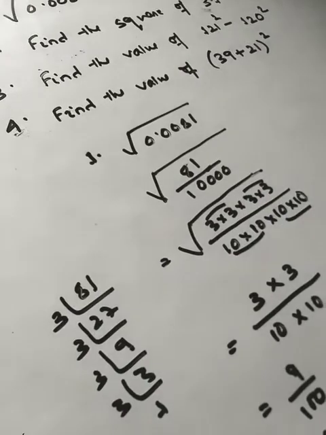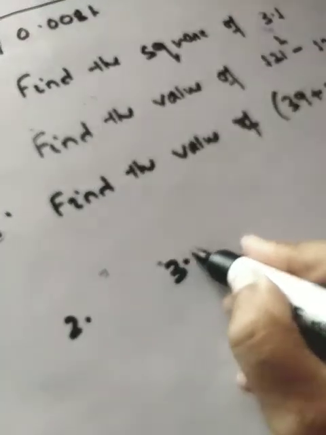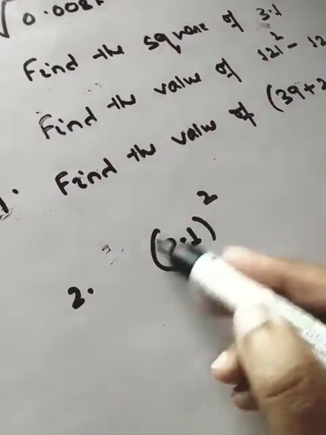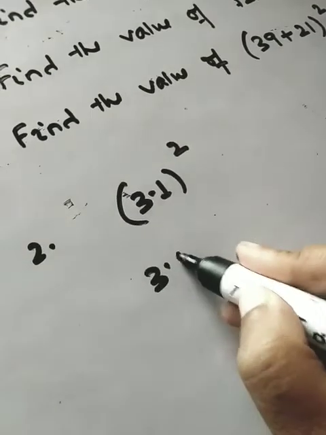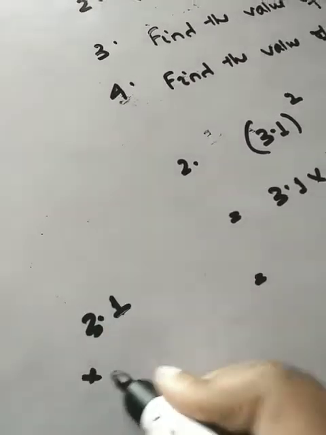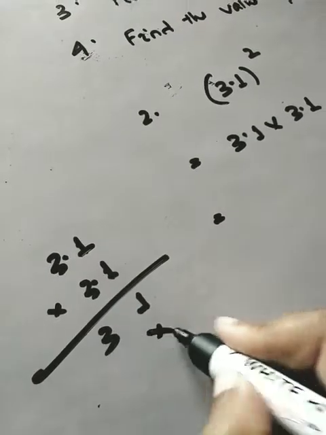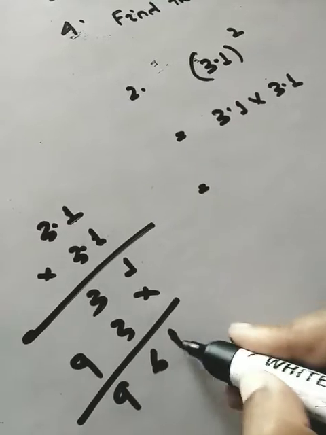Let's move on to sum number 2. We have to find the square of 3.1. So we have to write it this way, 3.1 square. What is the meaning of this? 3.1 into 3.1. So multiply it. I hope everyone knows multiplication. 1, 3, 3, 9. So the digits are 961.